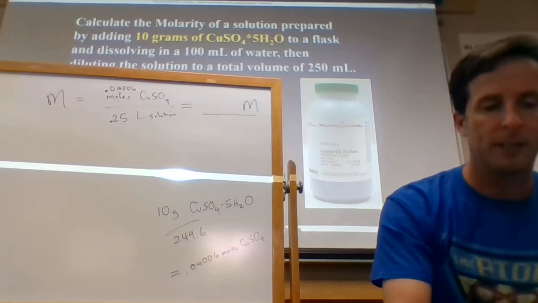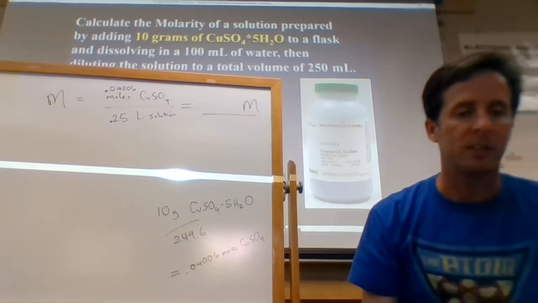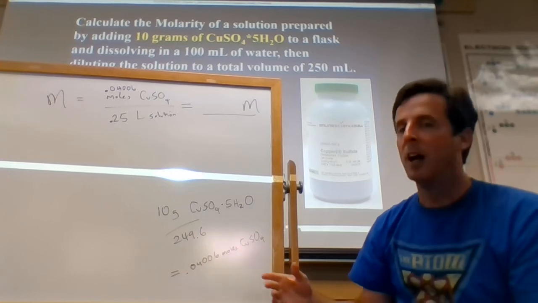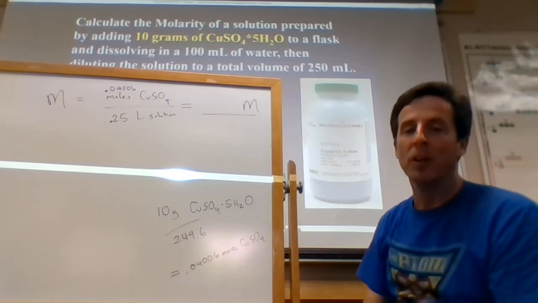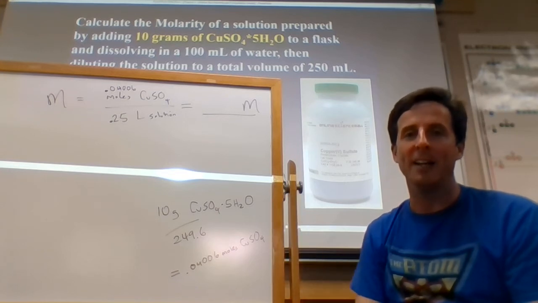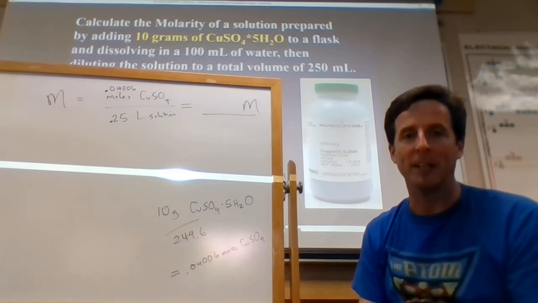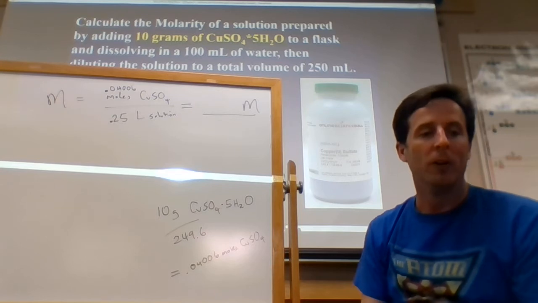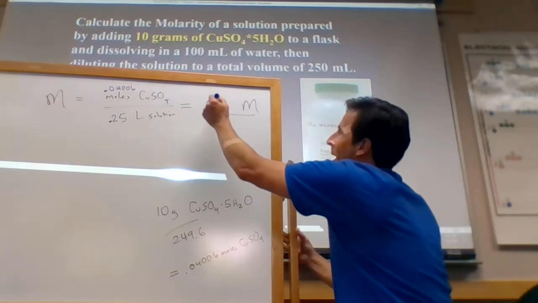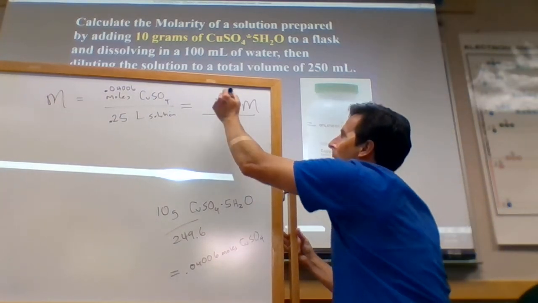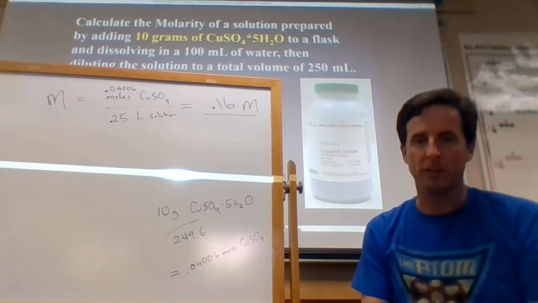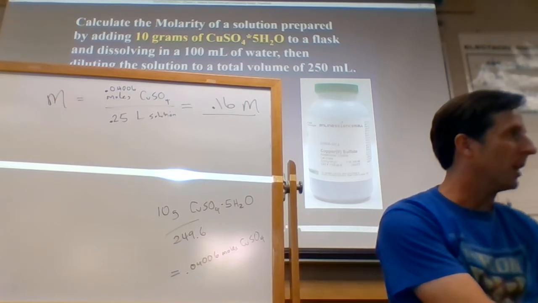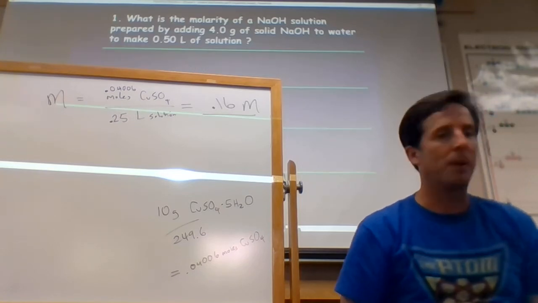And I got 0.160256. Technically, this problem should only have 1 sig fig. Usually in a case like that, when I made this problem, I wasn't paying attention to sig figs. So whatever you want to write, it should be around 0.16 molar. If you want to round that to 0.2 because it makes you feel better, go for it. All right, we're going to move on to our next problem.